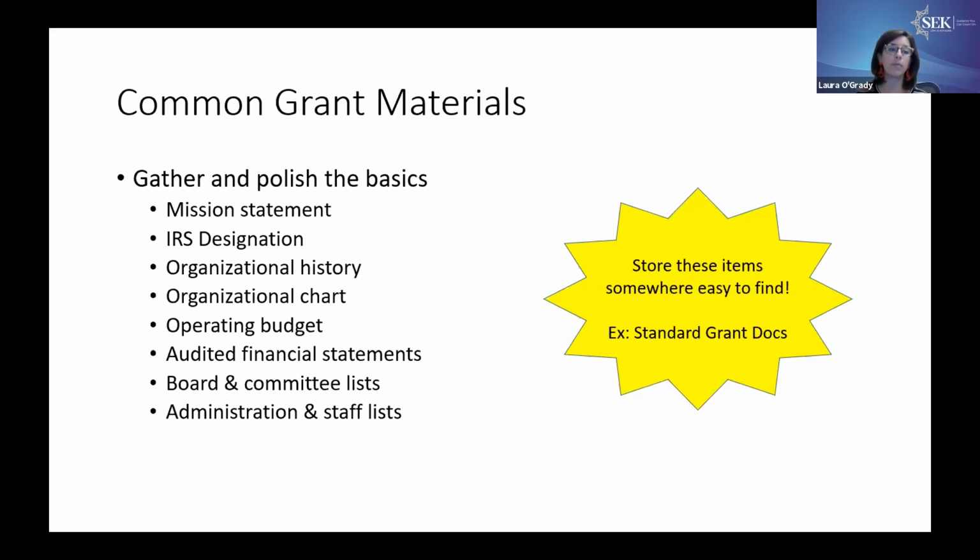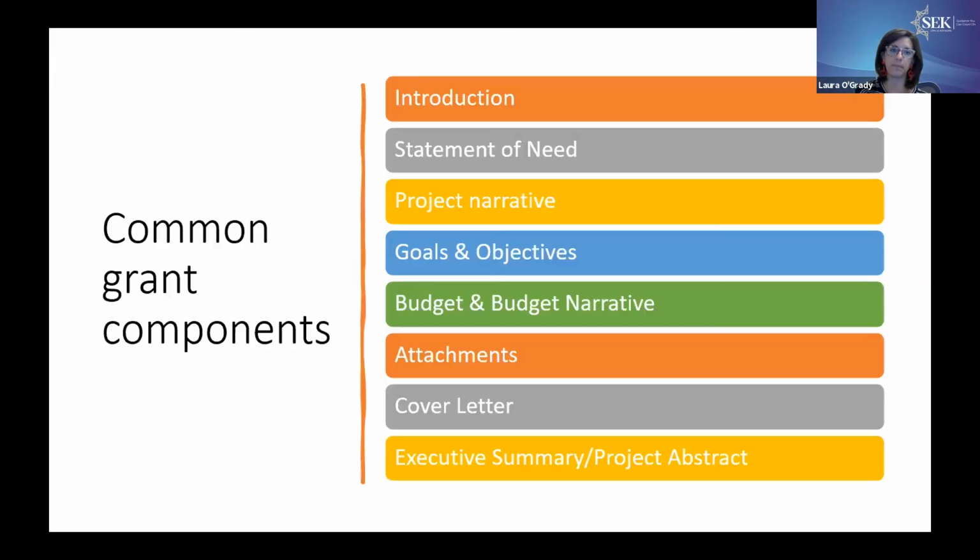So here you can see them: your mission statement, your IRS designation, your organizational history, org chart, your operating budget, your audit, your board and committee list, and the administration and staff list. So store this in an easily accessible place like standard grant documents. And so that way multiple people can have access to it.